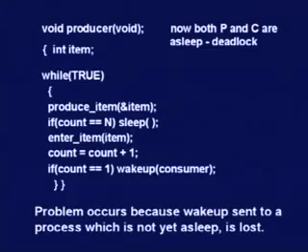The producer also works in a loop. It produces the item, and if the count is n, it sleeps. That means the buffer is full, so it goes to sleep. It enters the item into the buffer, increments the count by 1, and if the count is 1, which means earlier the count was 0, then the consumer would be sleeping. Therefore, it increments the value of count. If the value of count is 1, it wakes up the consumer.